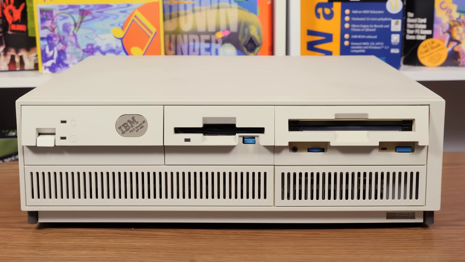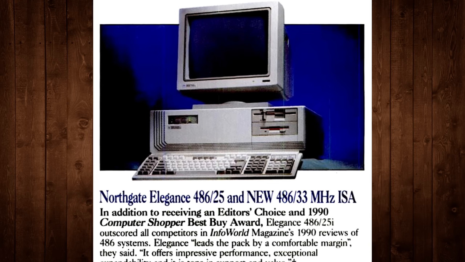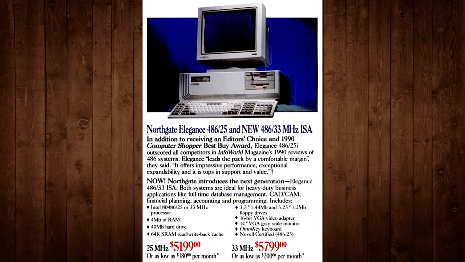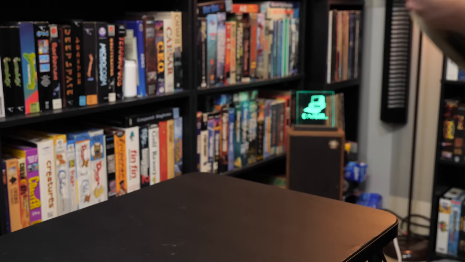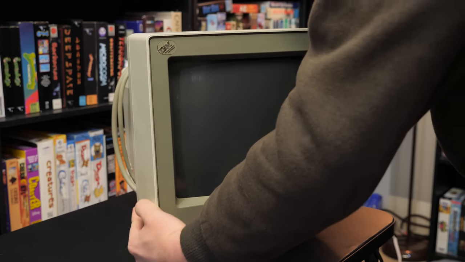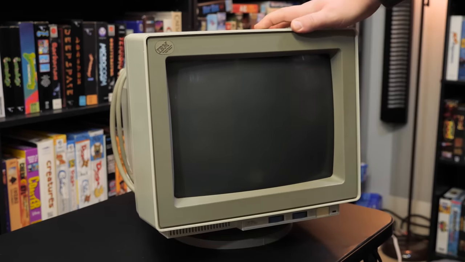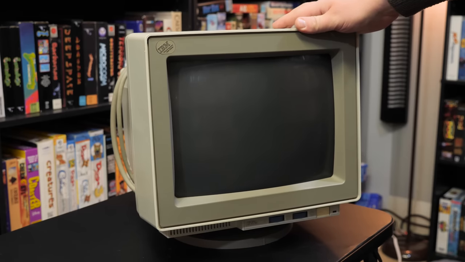And sure, all 486 PCs were costly in 1990, but the Model 90 from IBM here was at the very high end. For example, for $5,799, you could buy a complete PC from Northgate with the same 33MHz 486 as the $17,000 PS2, which didn't even come with a monitor, by the way. It was another $1,000 for the IBM 8515 you see here.